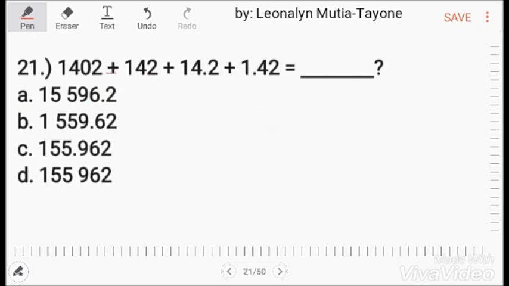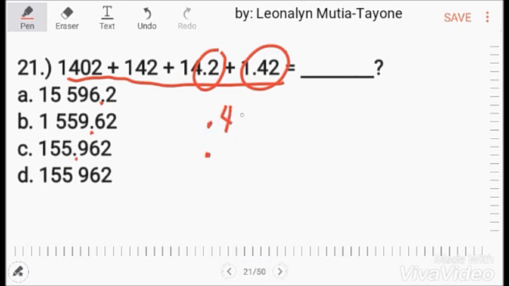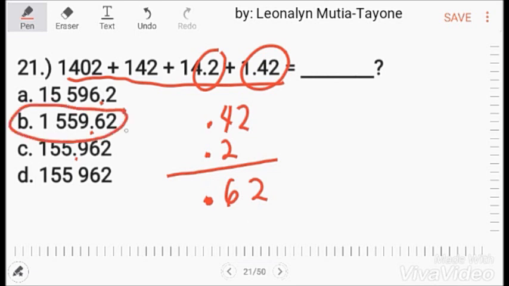Number 21. Addition tayo. Since ang choices naman ay pareho lang, nagkakaiba lang sila sa decimals. So, ang gagawin natin ay itong 0.2 at 0.42. Yan yung i-align natin. So, kung i-add natin yan, that is 0.62. So, dapat yung answer natin ay may 0.62. Ito lang, letter B lang ang may 0.62. So, letter B ang sagot. Huwag na natin isolve lahat.